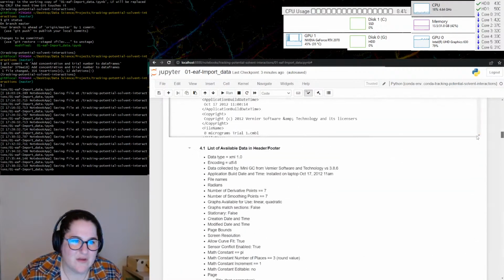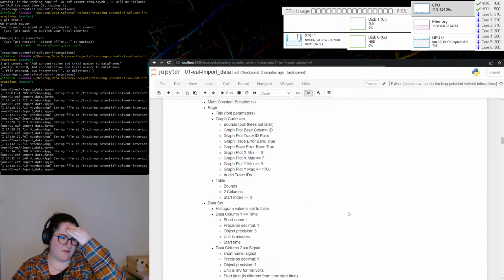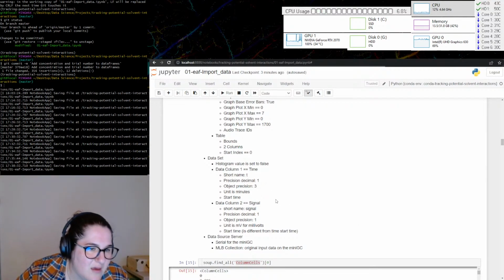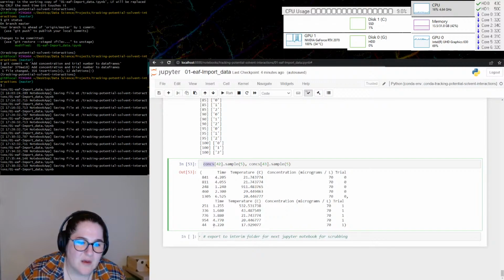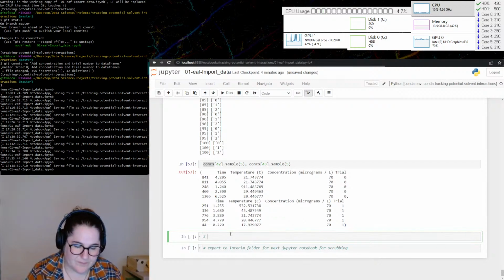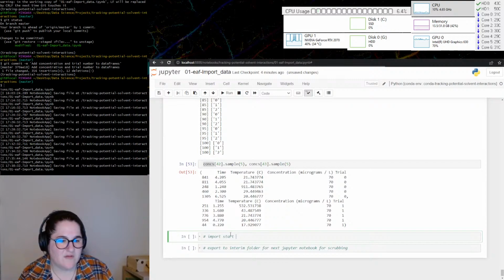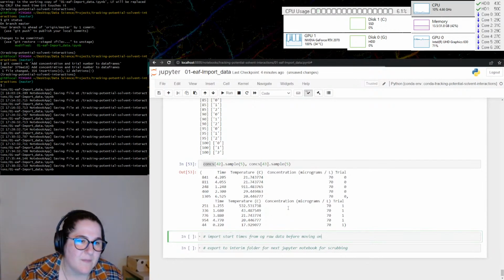Oh yeah, I forgot to mention, also before we do that, we need to pull the start time for column 1 and column 2. And we need to redo basically all of this with those start times. So before we do that, we need to import start times from the OG raw data before moving on, because we need to export that with us whenever we go into scrubbing.